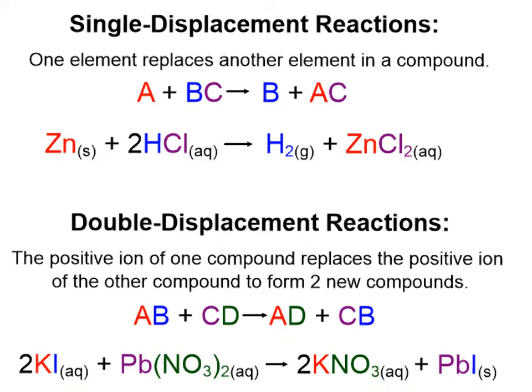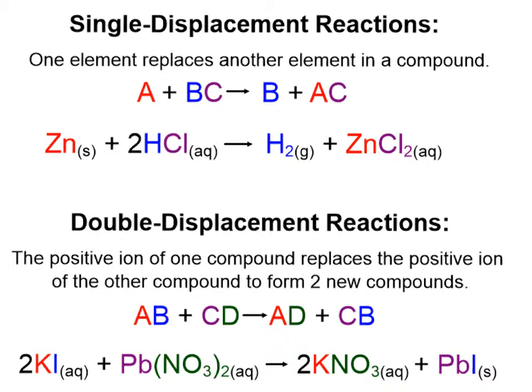Now let's look at these displacement reactions. We have single displacement and double displacement. And here is the general formula for single displacement. We have a single element by itself, in this case zinc, just one atom of it. It's going to react with this molecule. In this case, the molecule has two atoms in it, hydrogen and chlorine.